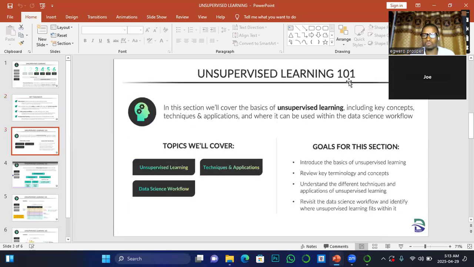Then unsupervised learning 101. So this is where we want to actually start it properly. What we have been doing since was just giving you a background. Now we want to start it properly. I've highlighted that in this session, we will cover the basics of unsupervised learning, including key concepts, techniques, and applications, and where it can be used within the data science workflow. So that shall be our focus. So topics we will cover here, we will look at unsupervised learning, techniques, and applications. We will also look at the data science workflow.